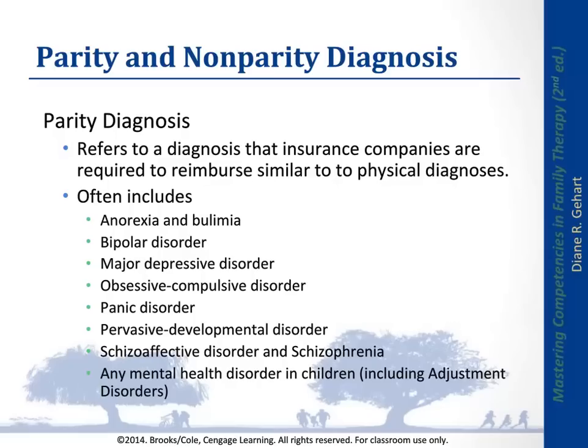So for most of the parity diagnoses, there is sufficient research to show that if these are not treated, there are serious health implications, and that is why they've been deemed parity diagnoses. These typically include, and each state can work on its own specific list, anorexia and bulimia, bipolar, major depressive disorder, obsessive compulsive, panic, pervasive developmental disorders, schizoaffective disorders, and schizophrenia, and any disorder with a child. So these are just important to be aware of as you start doing diagnosis with third-party payers.